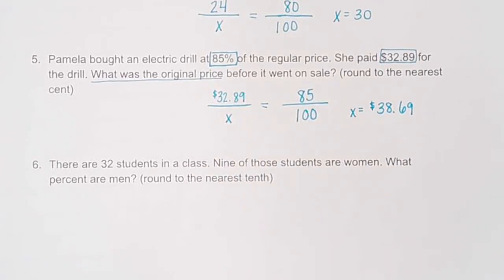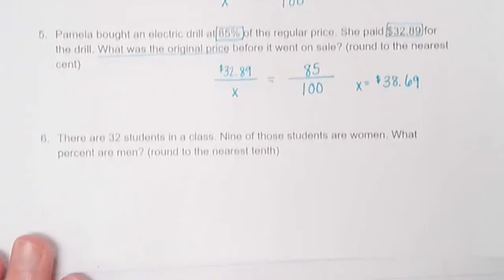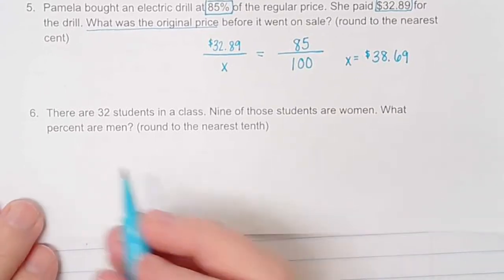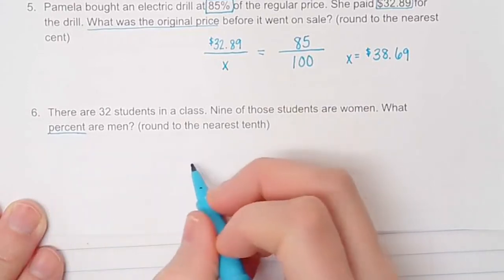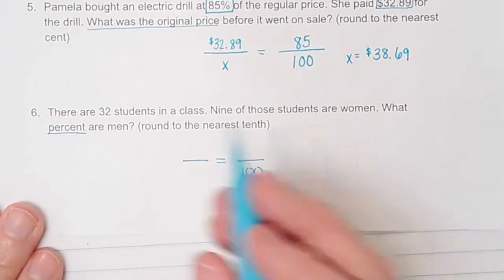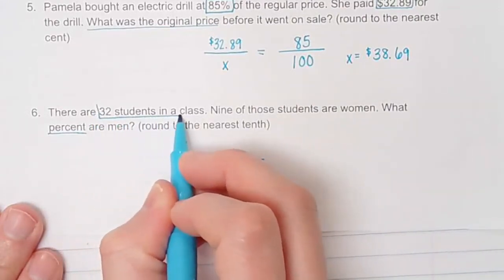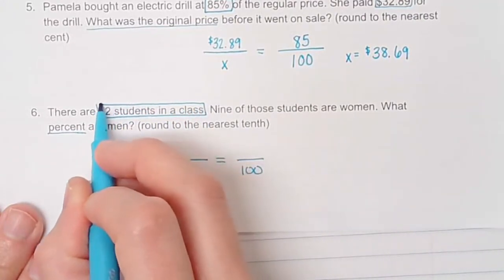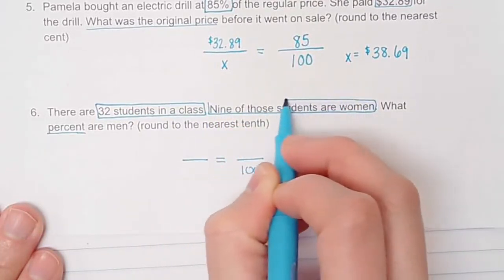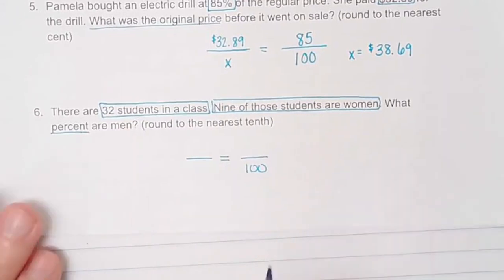There are 32 students in a class. 9 of those students are women. What percent are men? Okay, I see the word percent. I'm going to go ahead and set up my percent proportion. Okay, I see this that says 32 students in a class. I see this that says 9 of those are women. Now, if we were in class together, this would be one that I know that somebody would get wrong. And maybe you've already seen why you would get it wrong. Let's take it piece by piece.